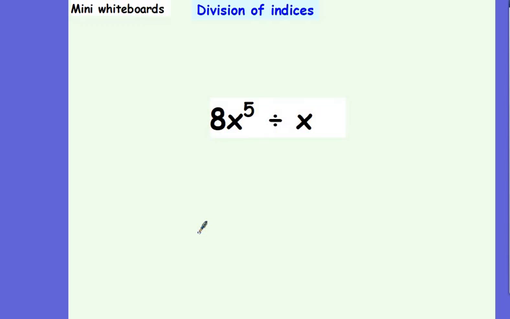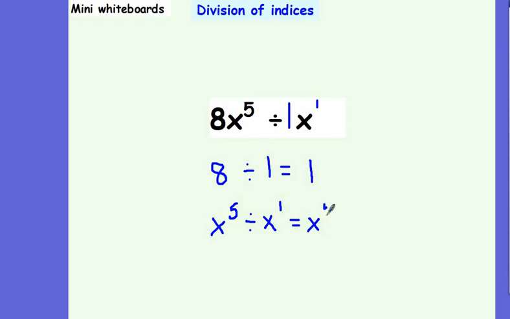One more for me, guys. How about this one? Let's go through it. Let's put some 1s in just so that we don't get confused. 8 divided by 1 is just 1. X to the power of 5 divided by x to the power of 1. We subtract our indices. X to the power of 5, take away 1, x to the power of 4. Sorry, that should be an 8. So my final answer, 8 divided by 1 is 8, x to the 4.